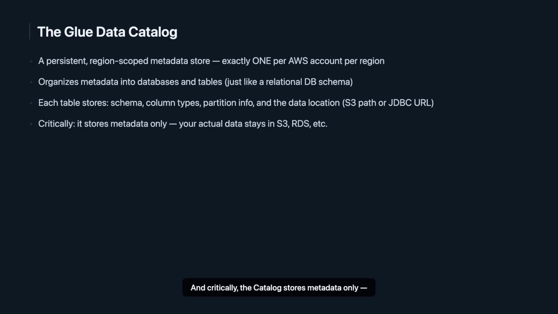And critically, the catalog stores metadata only. Your actual data never moves. It stays right where it was in S3, in RDS, in DynamoDB.